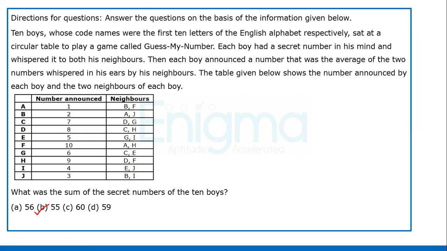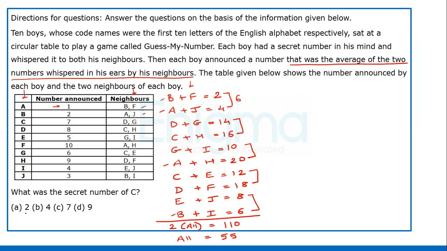Now coming back to the first question over here. What was the secret number of C? Now the answer will be one of these 4 alternatives. So we'll have to check by trying out the options. Okay, let's try option number B, that is 4. So option number B, that is C equal to 4.